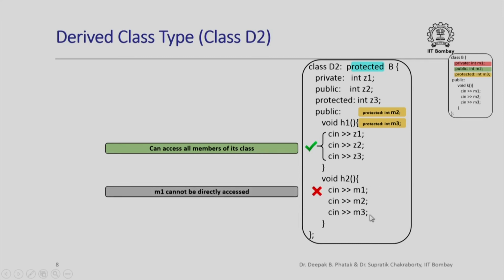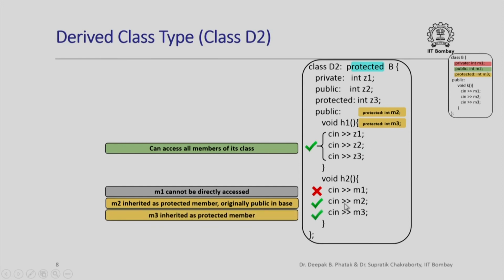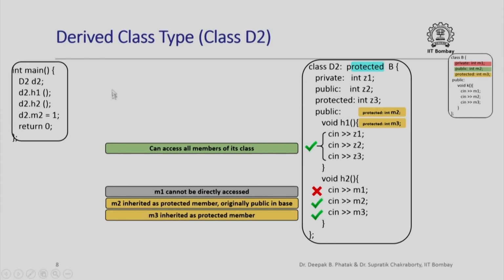So this will lead to a compilation error. What about M2 and M3? M2 and M3 are indeed accessible within the derived class D2 as protected data members, so these two statements will not have a problem. So the compiler will report an error here but not report any error for these two statements. Once again, this is the main program where I have declared an object small d2 of class capital D2, and then I have tried to invoke these two public member functions of the class D2, and I have also tried to access a data member of the class D2 directly over here.